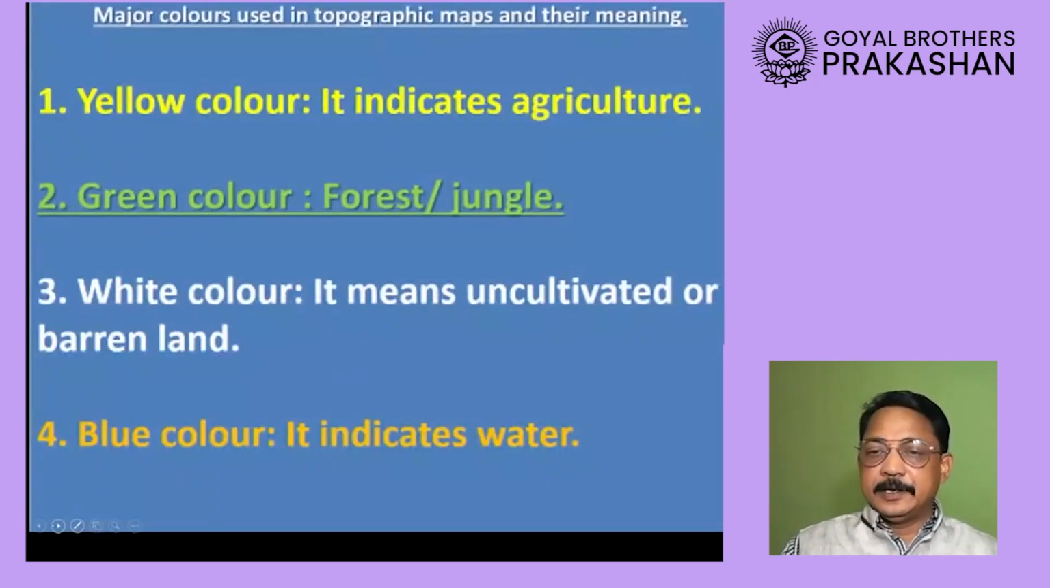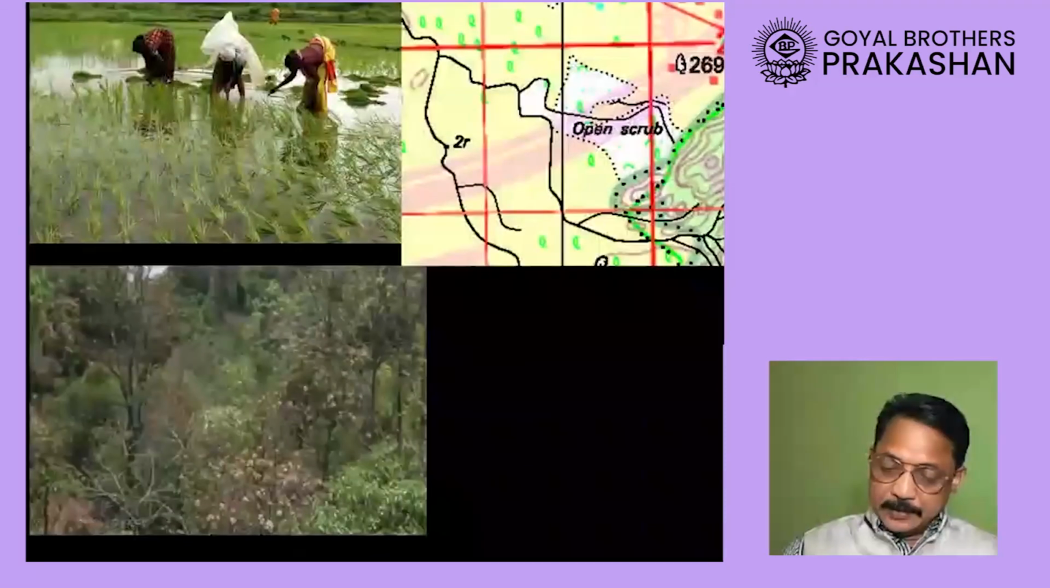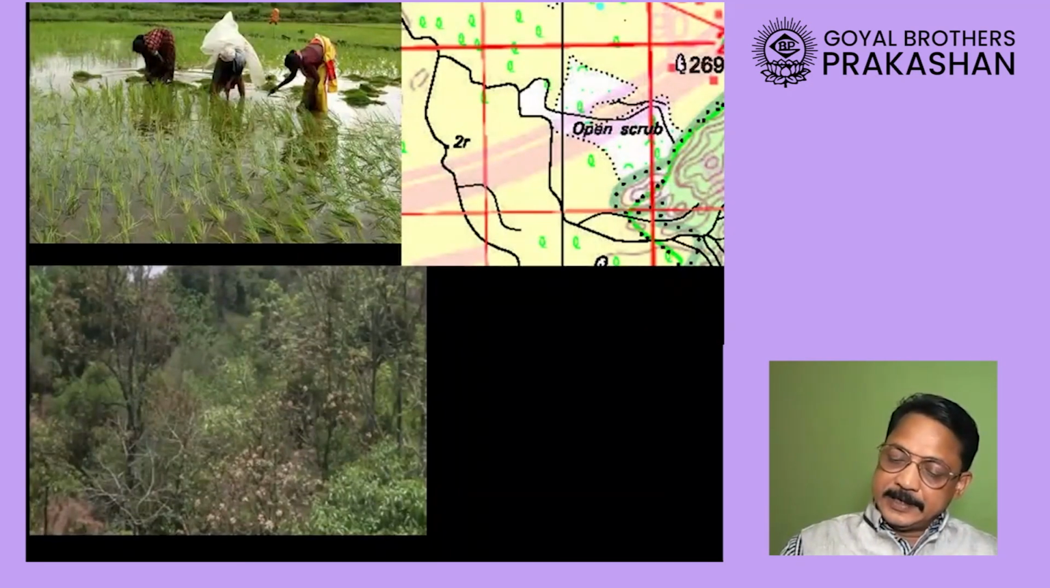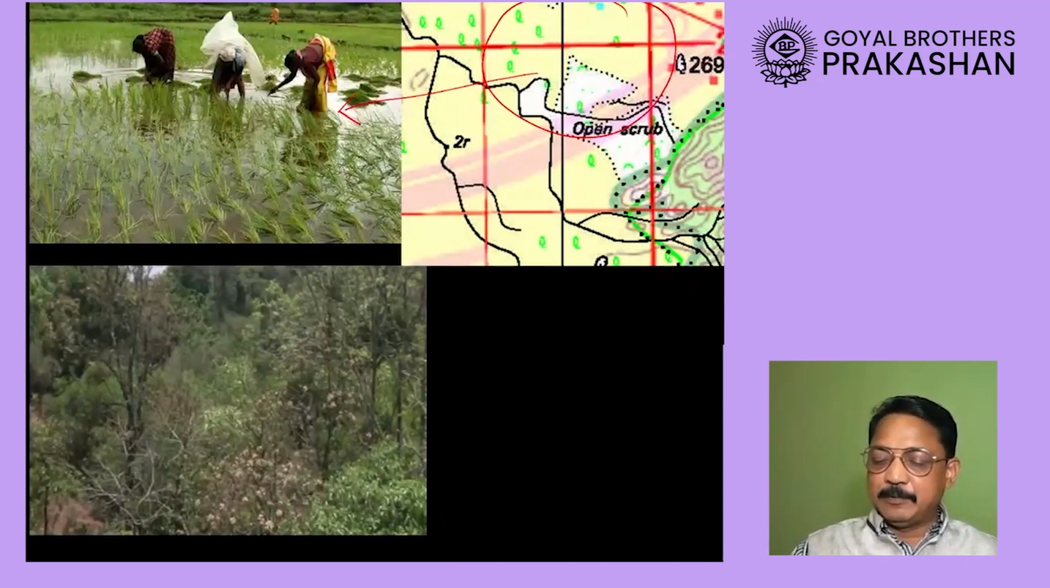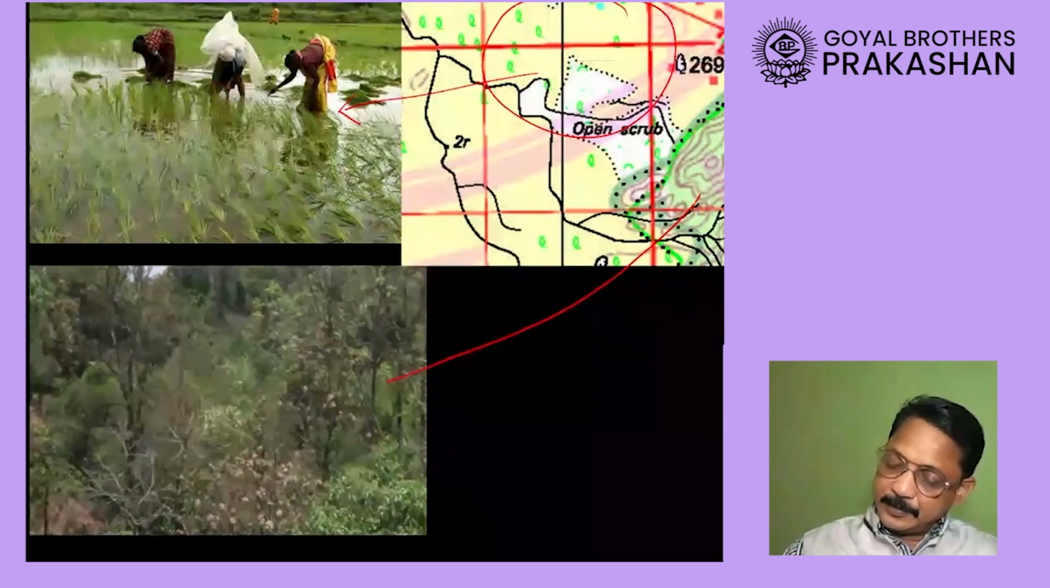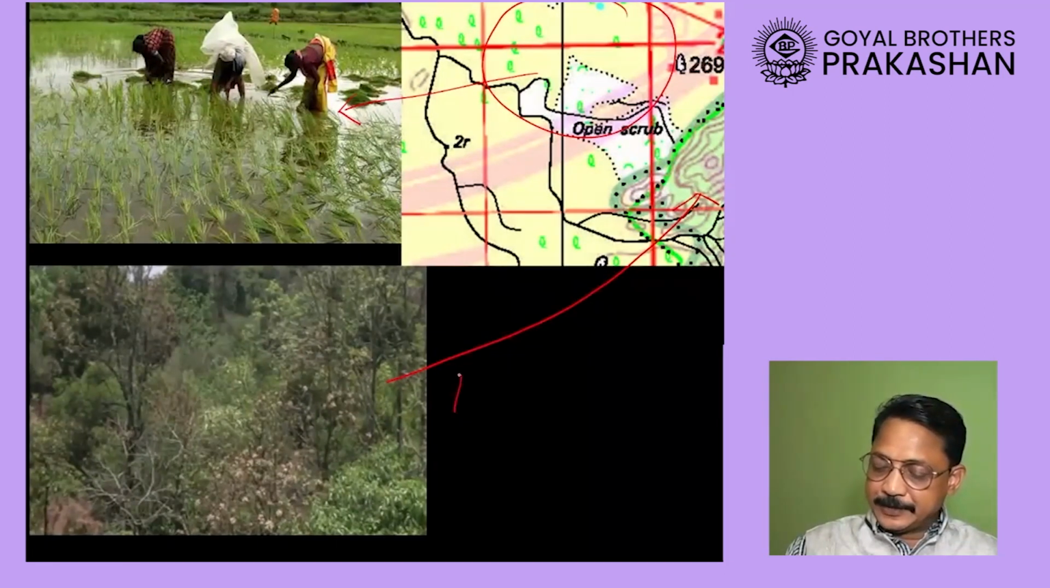We have already seen that various colors represent various features on a topography map. Yellow indicates agriculture, green indicates forest, white color indicates barren land and blue color indicates water. Now look at this picture. As I can see here, yellow color in a map, dear students, means people are involved in agriculture. I see here green color in a map. This green color indicates forest, or you can also use the word jungle.